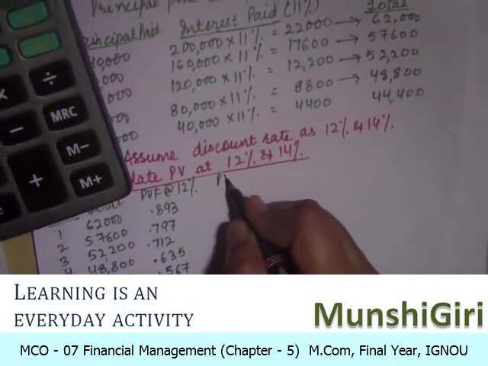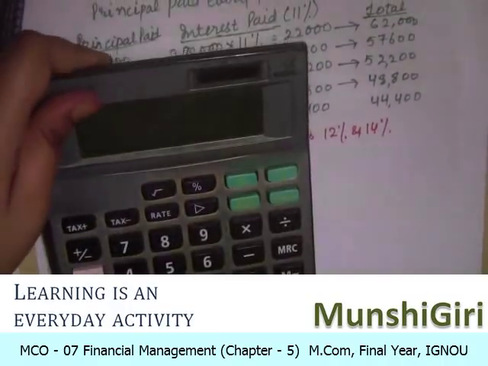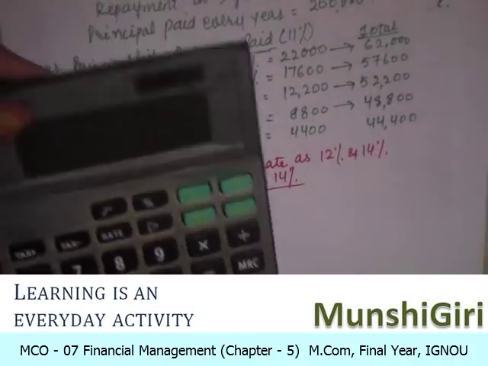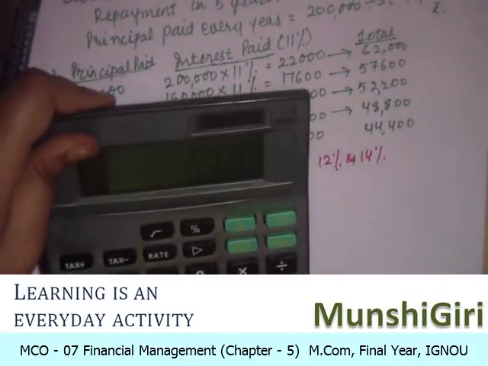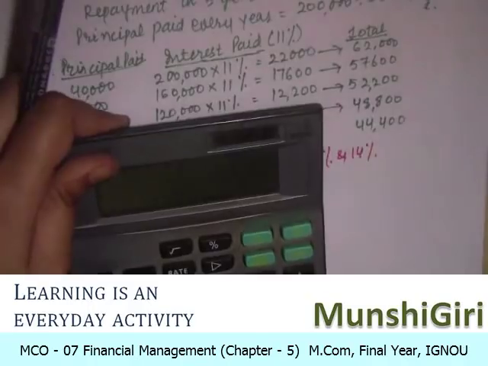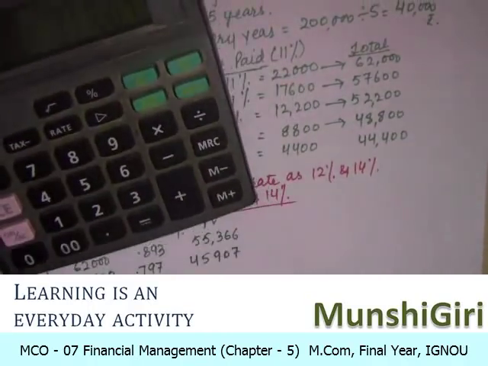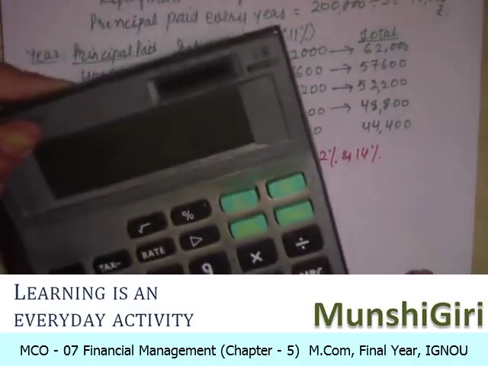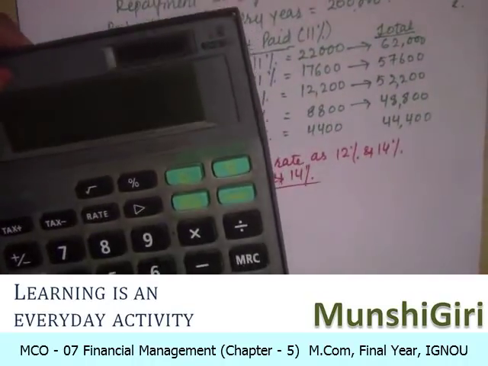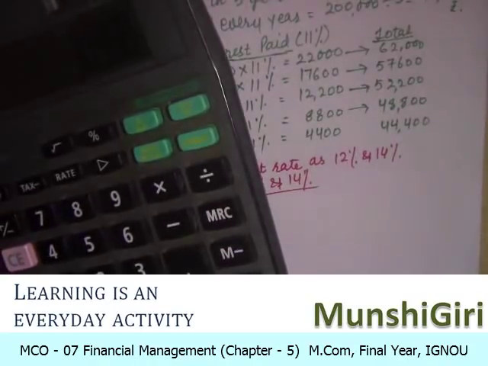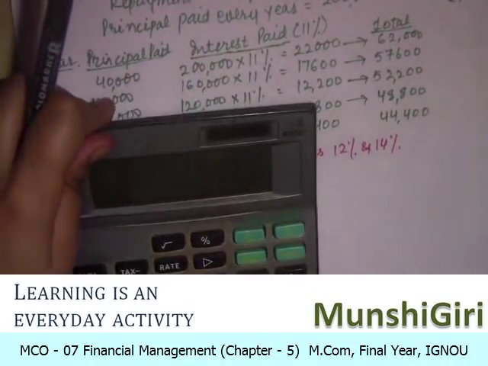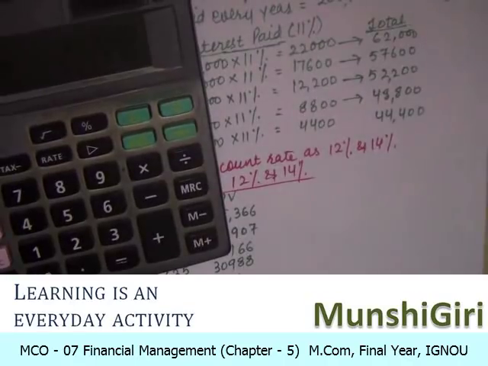Okay, let's calculate the present value for this. 62,000 into 0.893 is 55,366. 57,600 into 0.797 is 45,907. 52,200 into 0.712 is 37,166. 48,800 into 0.635 is 30,988. 0.567 into 44,400 is 25,175.